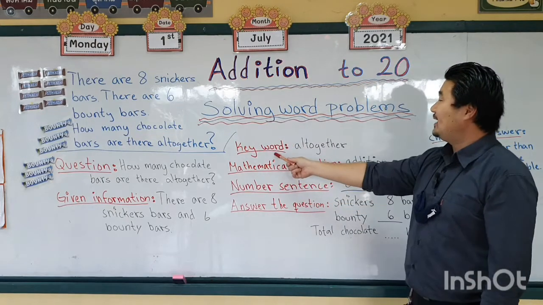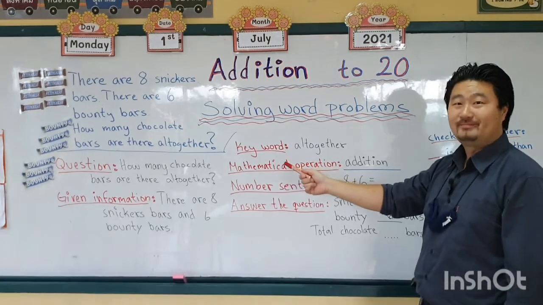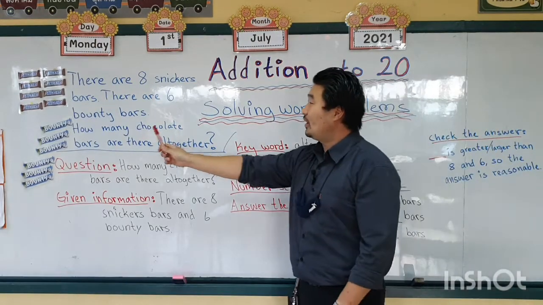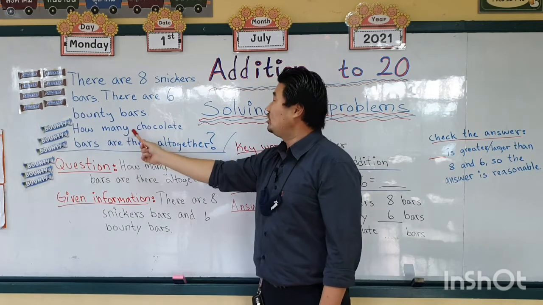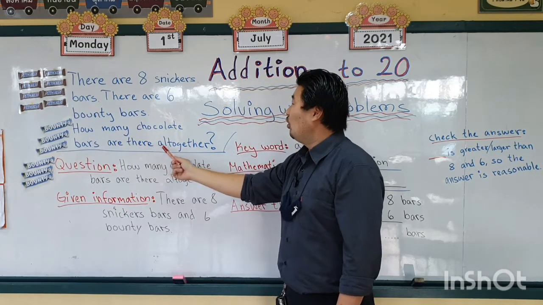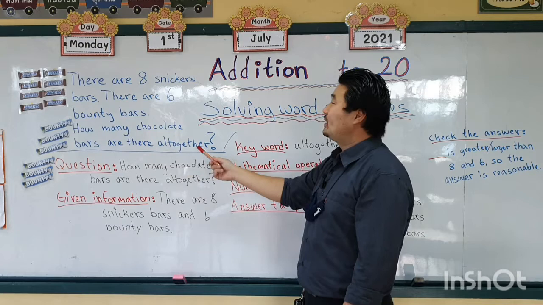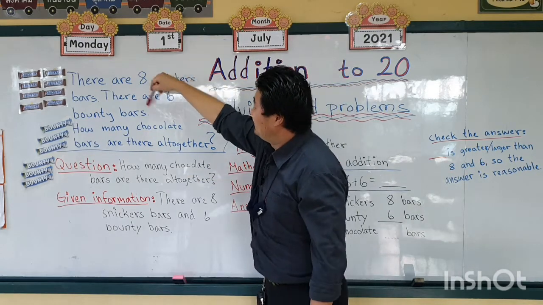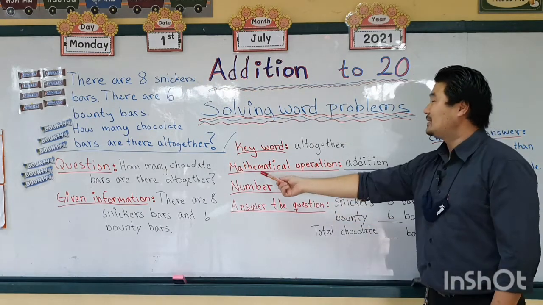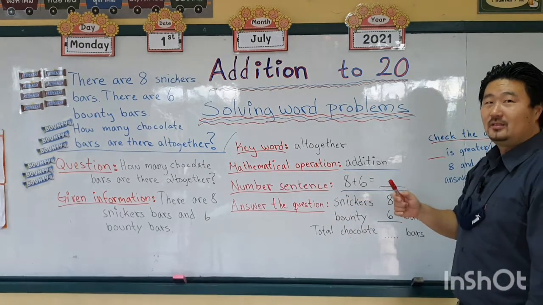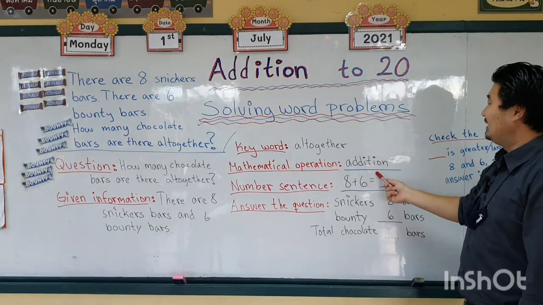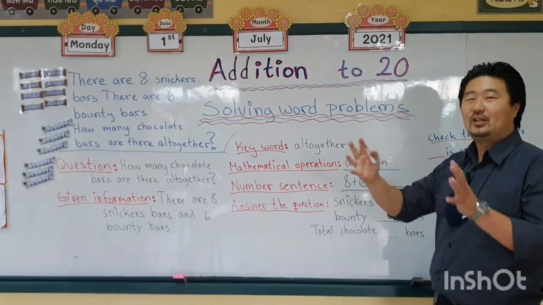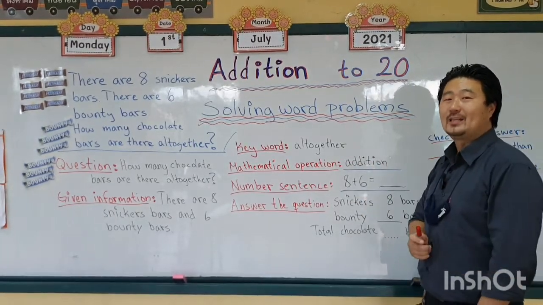And then we have the keyword. What is the keyword? Anyone? Right. All together. Because the question is how many chocolate bars are there all together? So they want to know how many bars there are all together. And then what is the mathematical operation? Addition. It is addition. And you know what addition means? You add together, put together, plus.